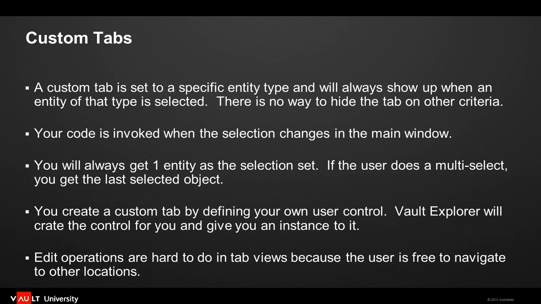Your code gets invoked when the selection changes. And I believe it's only if someone selects into that object type. So if somebody selects a file, you get a trigger for that. If somebody then goes and selects an item, you will not get a trigger because it's not your entity type.